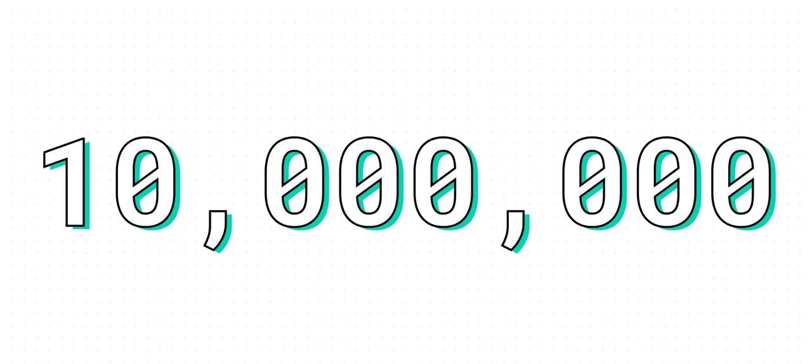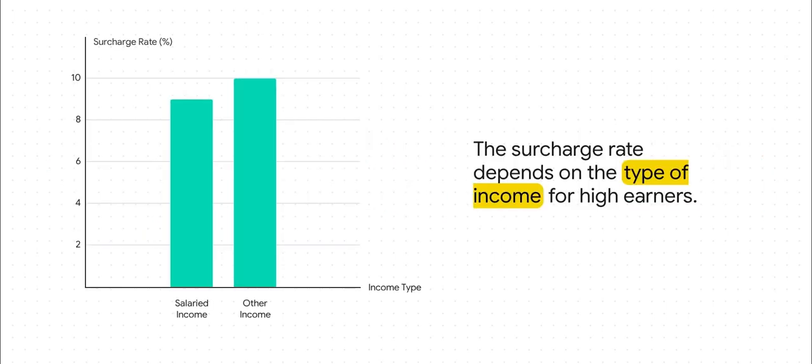And this is the magic number, 10 million. 10 million rupees. If your taxable income for the year goes above that line, the surcharge kicks in. If you're below it, you don't have to worry about it. It's a very clear threshold. But wait, it gets even more specific. The law actually makes a distinction based on how you earn your money. If you're a salaried person making over 10 million rupees, you pay a 9% surcharge. But for everybody else, like businesses or other high earners, that rate is a little bit higher, at 10%.